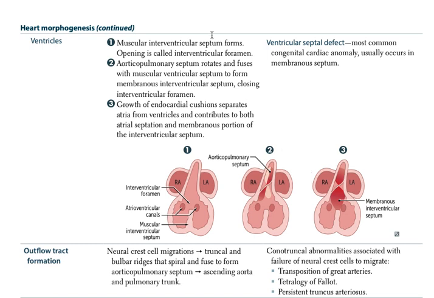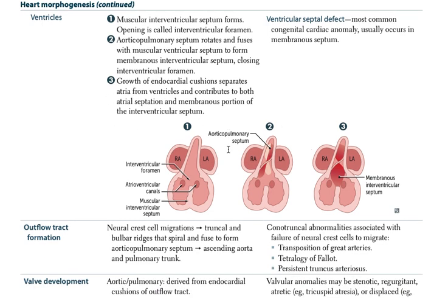Next, ventricles. The muscular interventricular septum forms. The opening is called the interventricular foramen. The aorticopulmonary septum rotates and fuses with the muscular ventricular septum to form the membranous interventricular septum, closing the interventricular foramen. Growth of the endocardial cushion separates the atria from the ventricles and contributes to both atrial septation and the membranous portion of the interventricular septum.